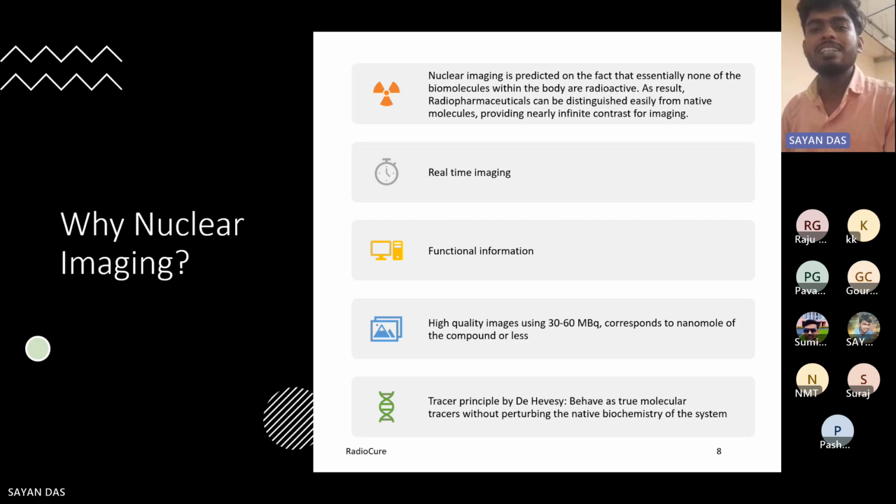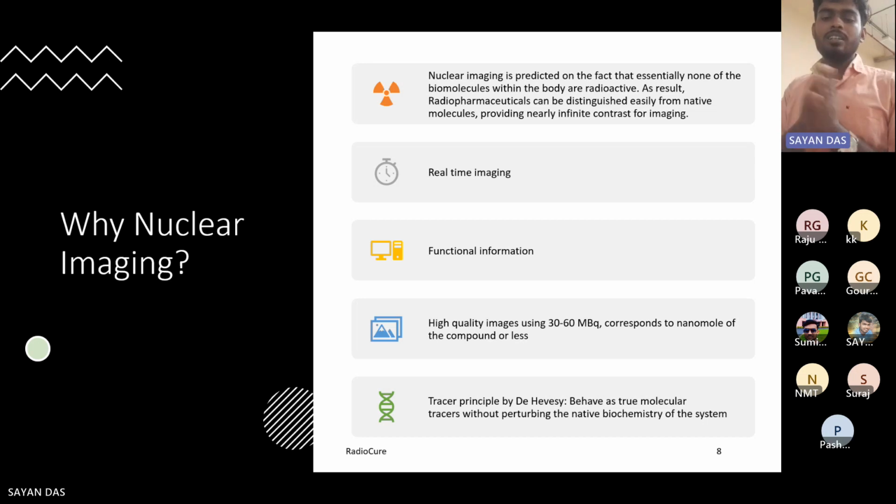So in our body, there is nothing called radioactive as such. So whenever we are putting in some radioactive element, it can be identified so clearly that we will get our information in infinite contrast, maybe we can say in super high resolution. And in nuclear imaging, we can get real-time imaging, which will be described later on. But what is real-time imaging? Whatever is happening in our body after injecting, we can continuously see what is happening inside the body, how it is interacting at the molecular level.